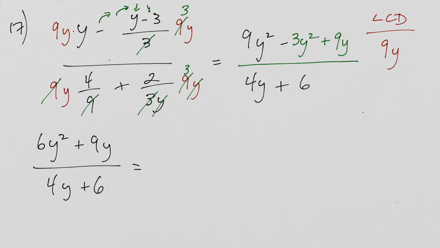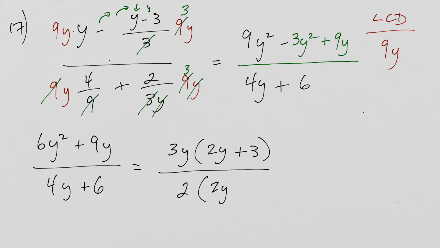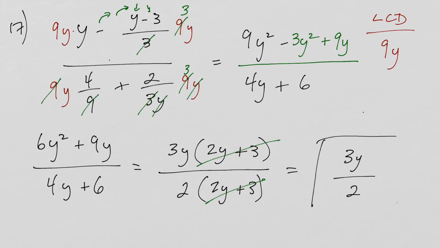Okay, now I'm going to factor the numerator. There's a 3 and a y common to both of them. So I pull out the 3y, and I'm left with 2y plus 3. In the denominator, 2 is common to both of them. So I pull out the 2, and I'm left with 2y plus 3. And I cancel, and I'm left with 3y over 2.